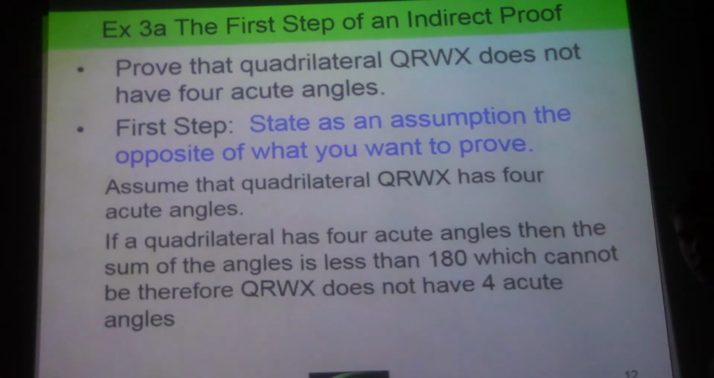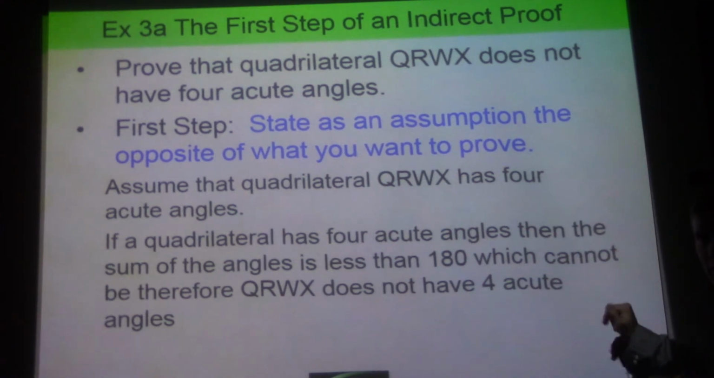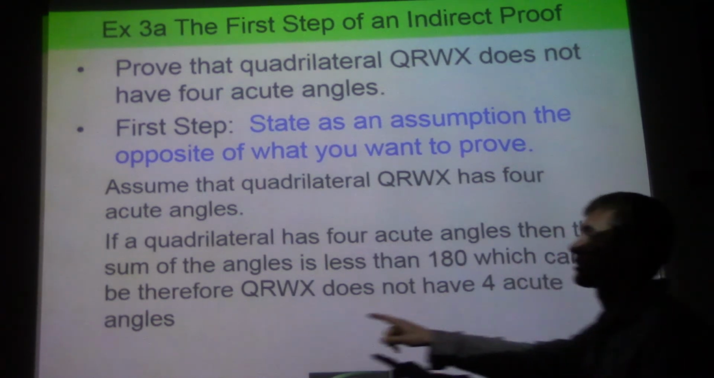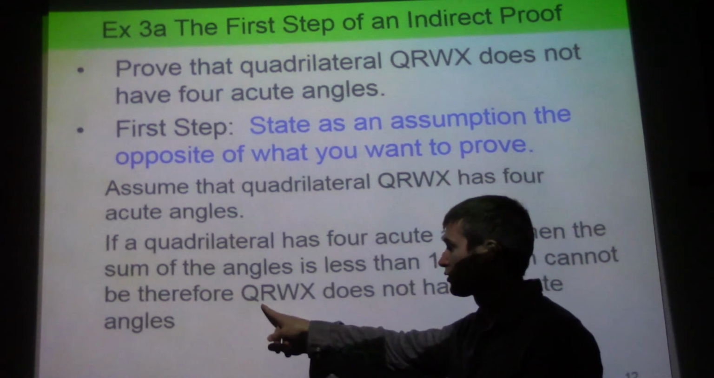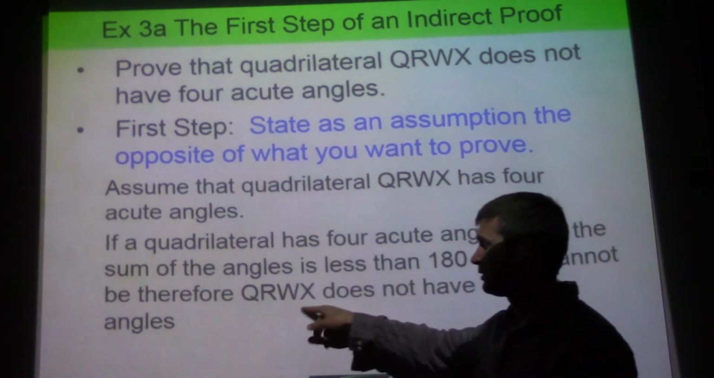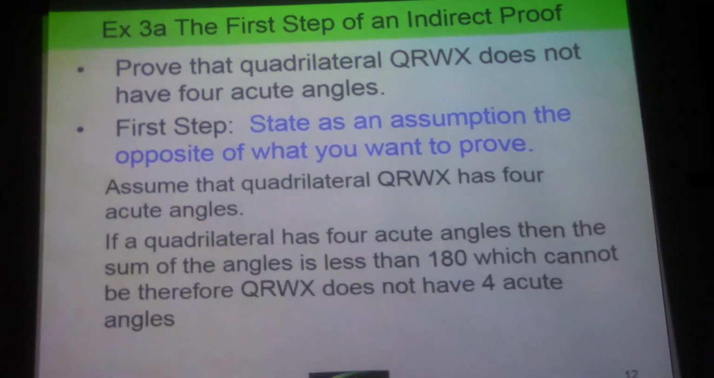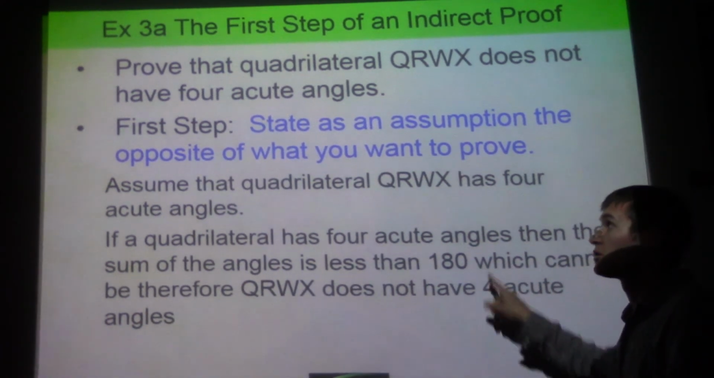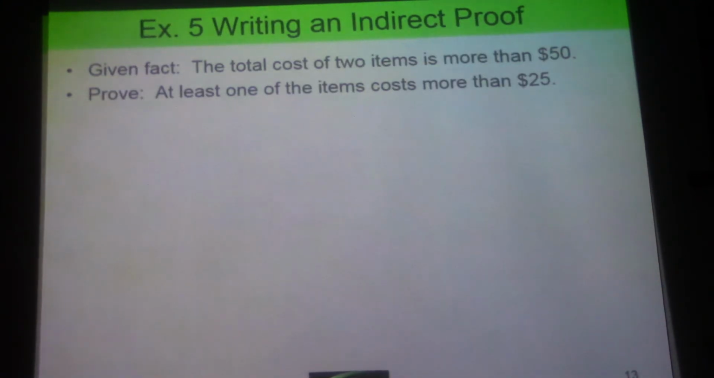So that's what you'd say. If a quadrilateral has four acute angles, then the sum of the angles is less than 360, which cannot be. You can't have it less than 360. So this is how we conclude. This is our conclusion. Therefore, quadrilateral QRWX does not have four acute angles. Your last statement is always going to be what we wanted to prove up there. So let's do one more.